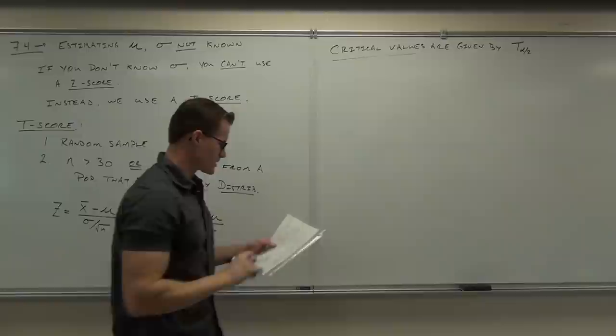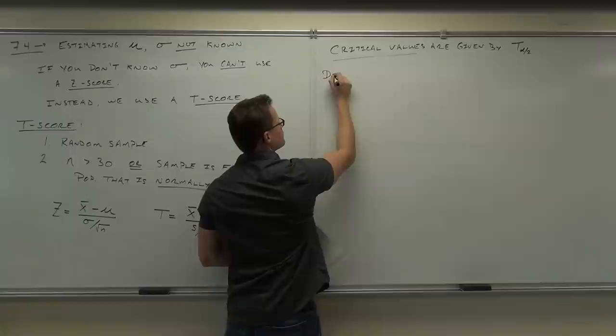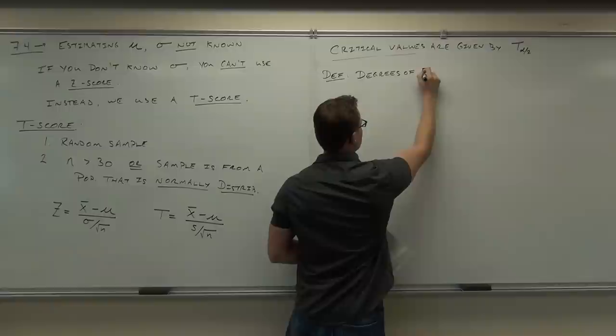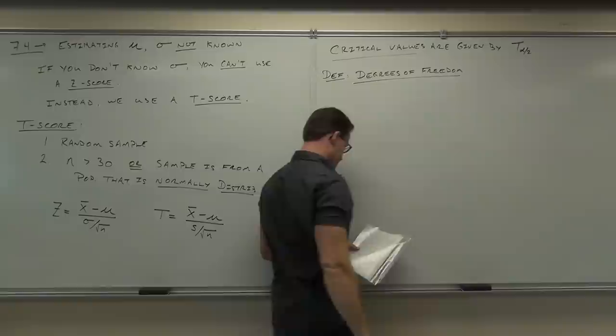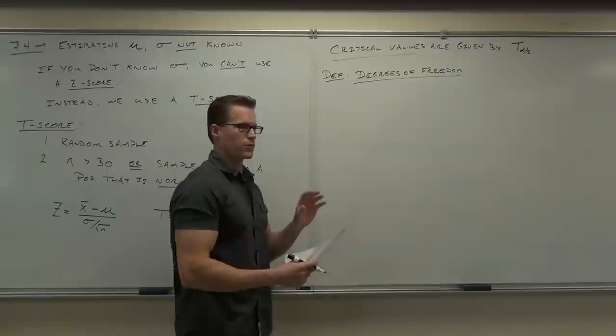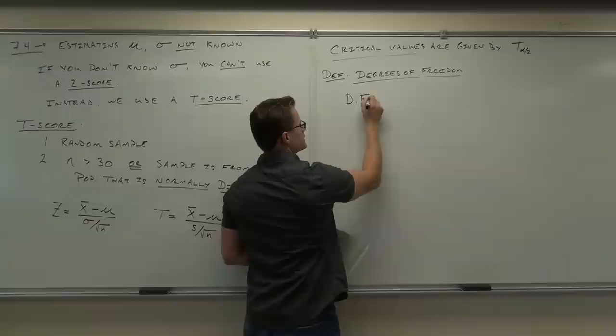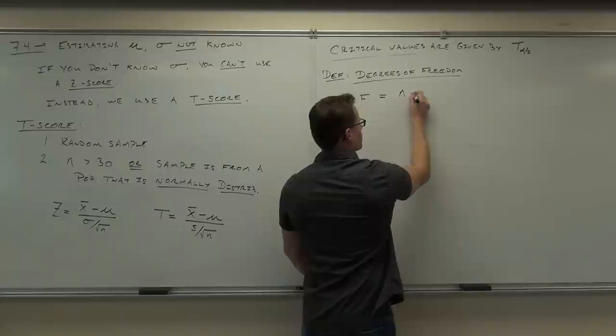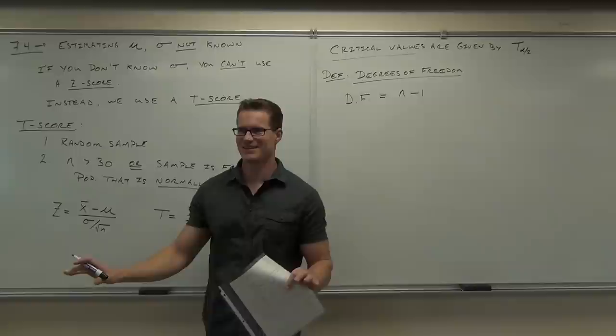There's one more definition I need to give you. It's a definition called degrees of freedom. Here's how you find degrees of freedom. It means the degrees of choice or choice in your sample. We're going to abbreviate it as DF. It is n, sample size, minus 1. Very easy formula. Easiest formula you'll ever get. n minus 1.